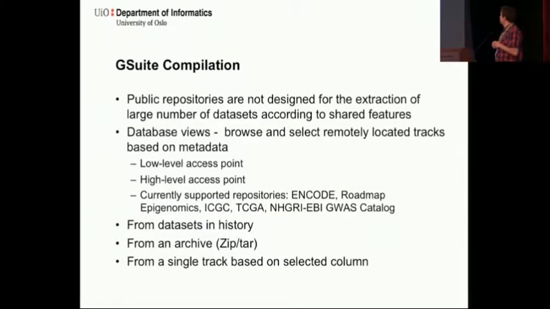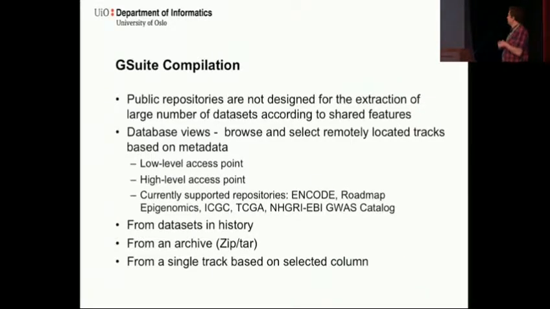As part of the system, the first step would be to compile such a collection, so to locate the datasets and put them all together in a single GSuite. We can use public repositories to find these datasets, which in general are not designed for the extraction of a large number of datasets together according to some shared characteristics. So getting all transcription factors for a cell is not an easy process usually in these repositories.